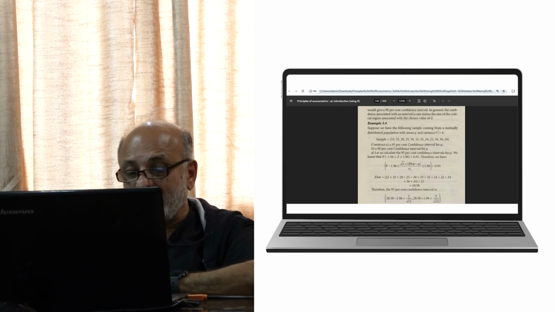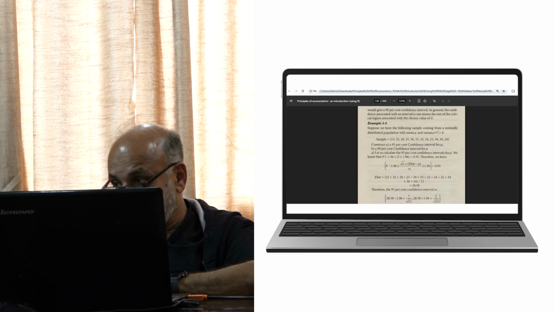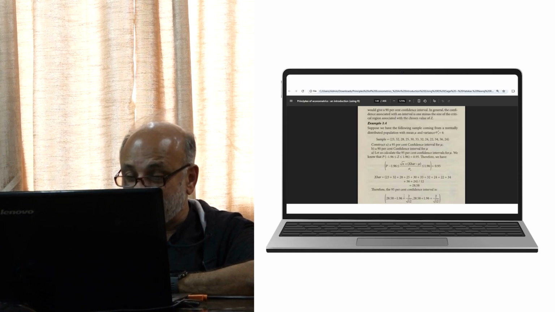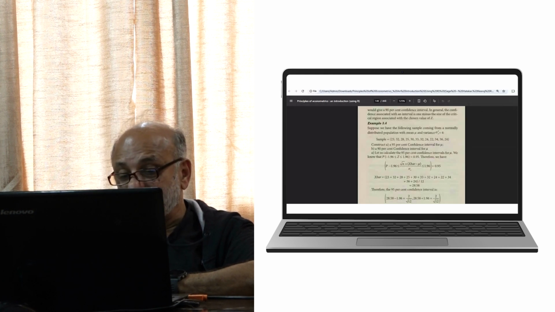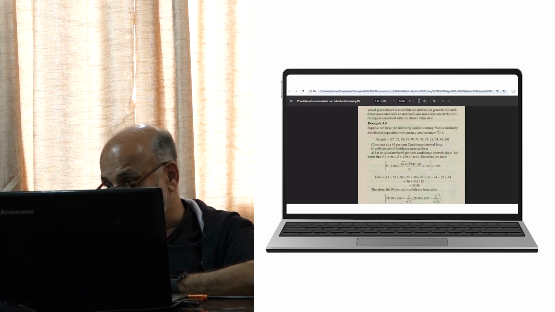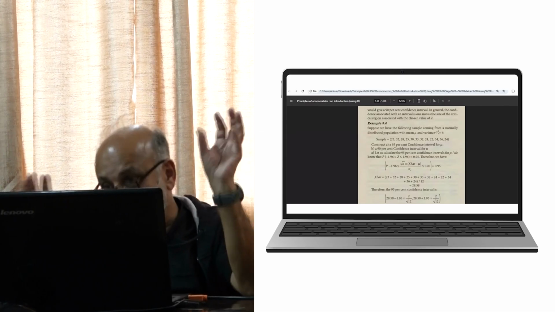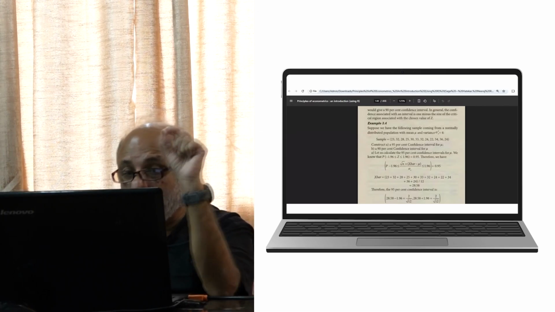So basically you have to calculate x bar. Then x bar minus 1.96 into sigma by root n, where the sample size is 12 and sigma is given as 2, and x bar plus 1.96 into sigma by root n. So you get 27.45 and 29.71, and that's the 95% confidence interval for the population mean.